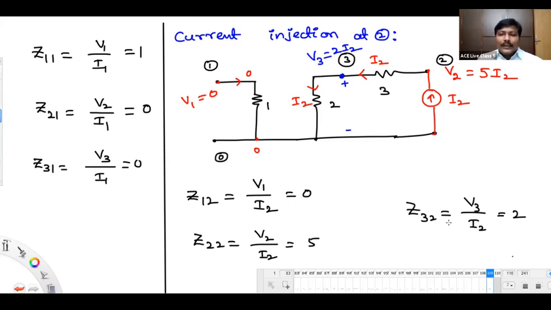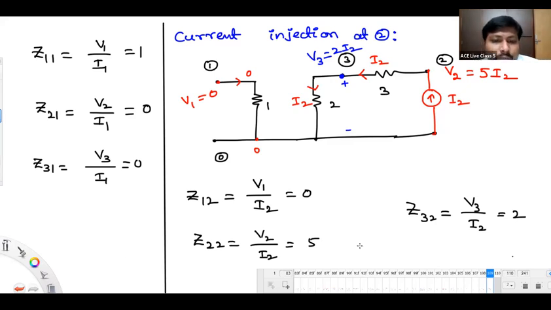Clear. Now, after getting these numbers, let's take current injection at bus 3, the last one, and we will conclude things. Please complete it quickly.